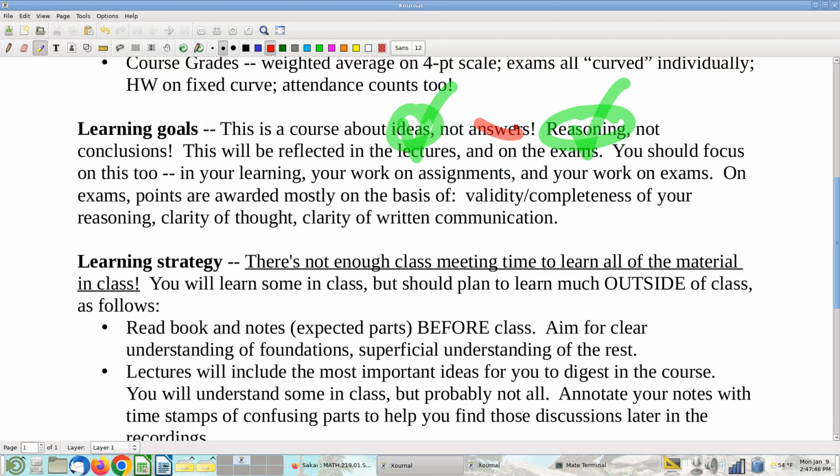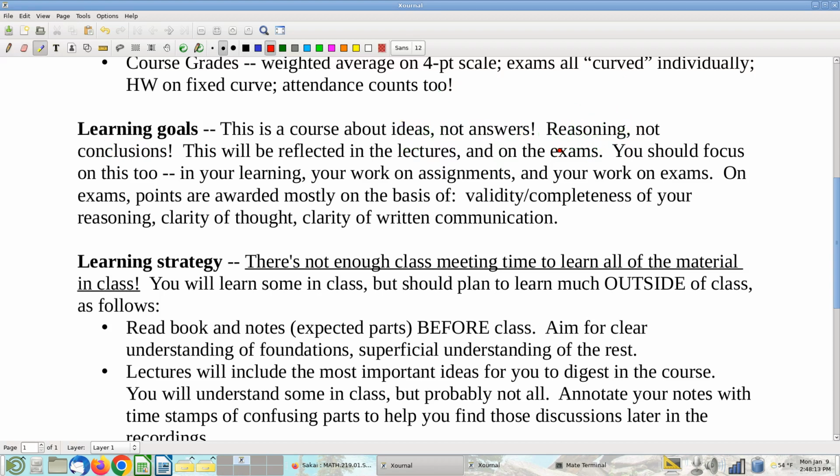So please don't just write down answers. Make sure to show your work, make sure to explain your reasoning, and make sure that you communicate in that showing of your work and in that reasoning. Make sure you demonstrate that you understand the ideas that are relevant to the question. So, not so much answers and conclusions, but ideas and reasoning. Okay, so this is a really big point.